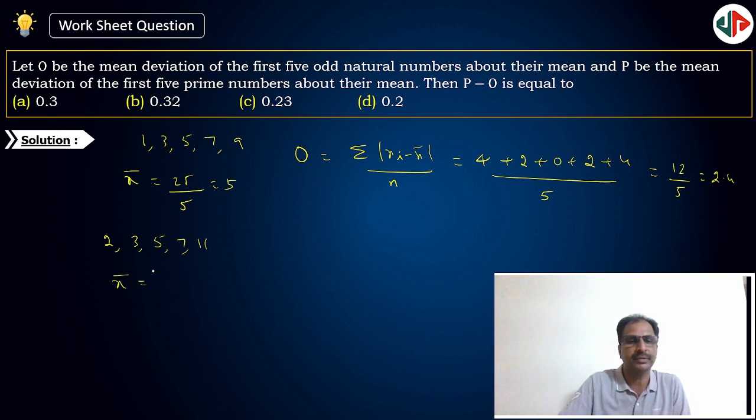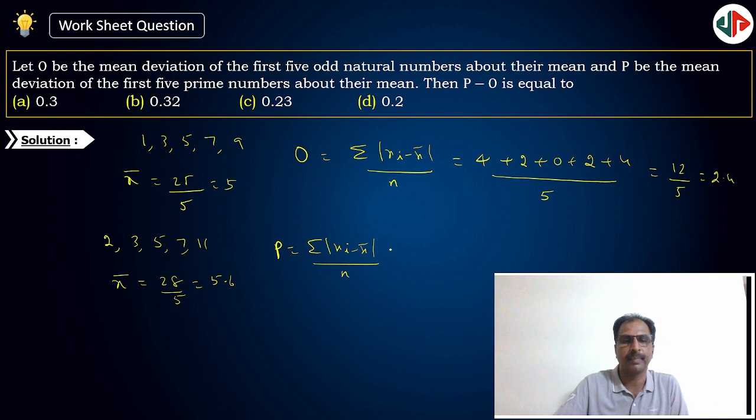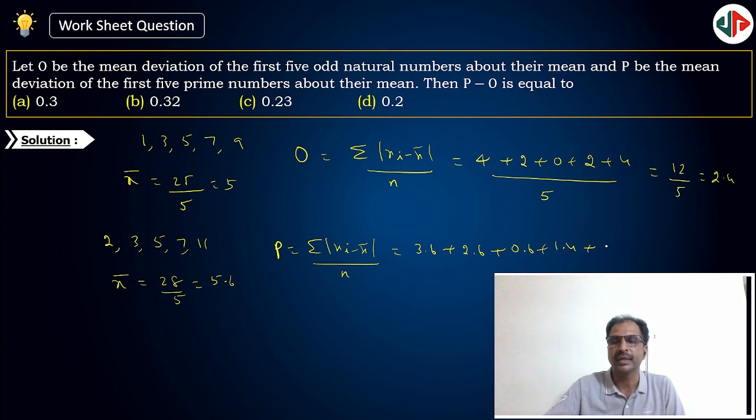What is x bar for this? 28 by 5, which is 5.6. Then what is P? Mean deviation again, sigma mod of xi minus x bar by n. So 5.6 minus 2, 3.6. 5.6 minus 3, 2.6. 5.6 minus 5, 0.6. 7 minus 5.6, 1.4. 11 minus 5.6, 5.4, by number of observations 5.